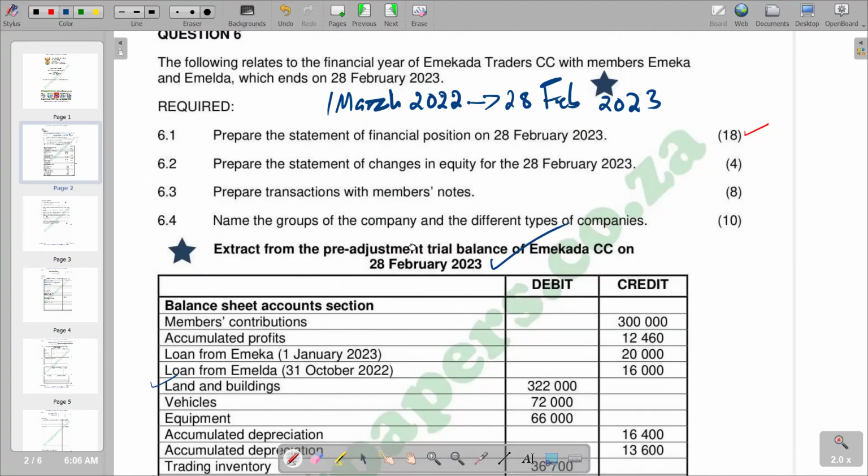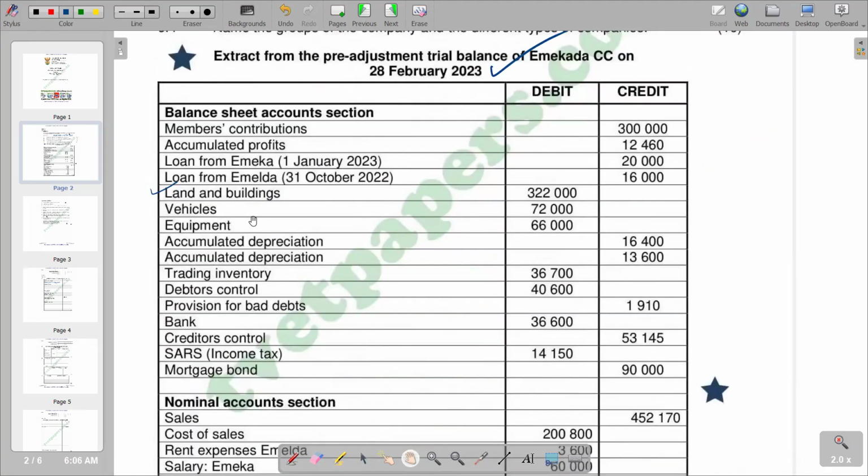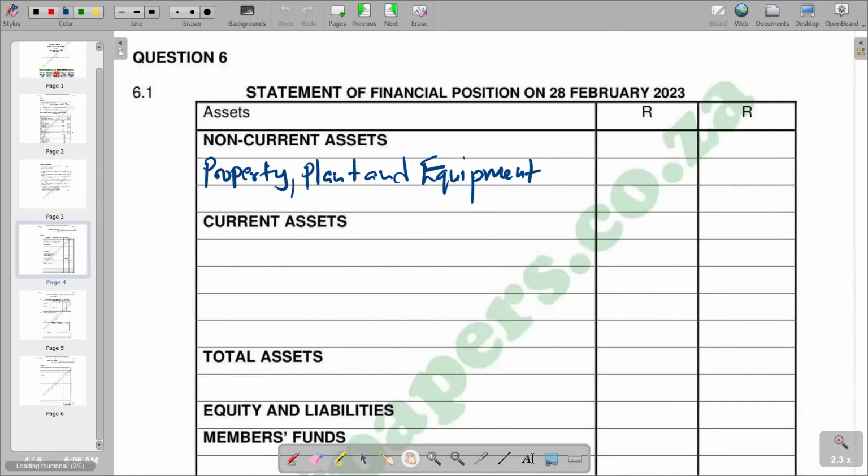So what we have is we are given land and buildings 322,000. So we're going to take this figure, 322,000, and it will be part of our calculation under those non-current assets. So we are saying brackets with 322,000. And then next we have got vehicles.